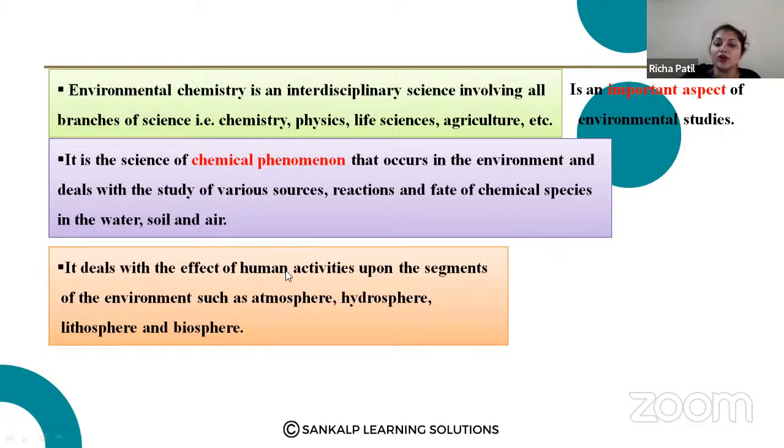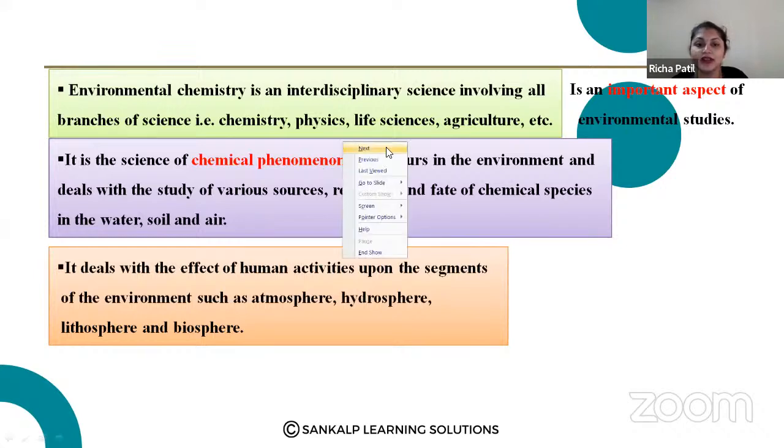It deals with the effect of human activities upon the segments of the environment such as atmosphere, hydrosphere, lithosphere, and biosphere. So what are the different human activities which are showing an adverse effect on the environment? Environmental chemistry deals with that. The adverse human activities on the atmosphere, hydrosphere, lithosphere, we are going to study in environmental chemistry. So this is a very important aspect of environmental study.